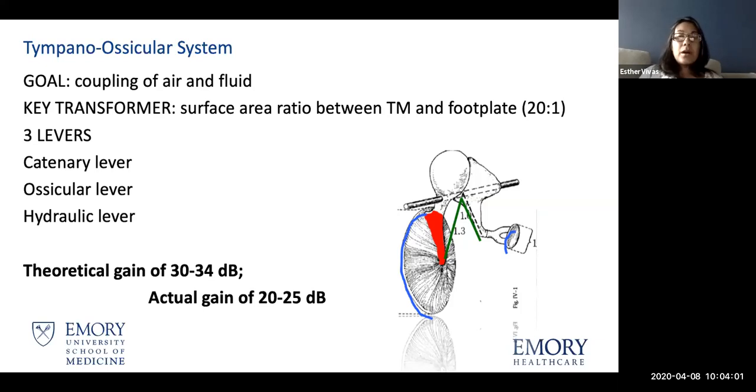But then there are also 3 different lever systems that we can think of within the middle ear itself. The catenary lever, which involves the tympanic membrane and the ossicles, and then the hydraulic lever, which is the interface with the inner ear. Theoretically, there should be about 34 decibel gain in this system, but the actual gain is only about 20 to 25 decibels.